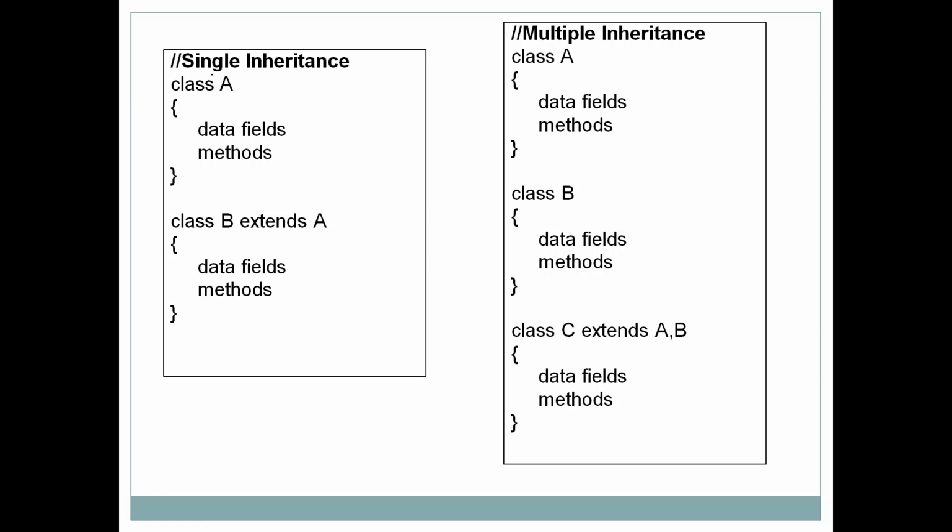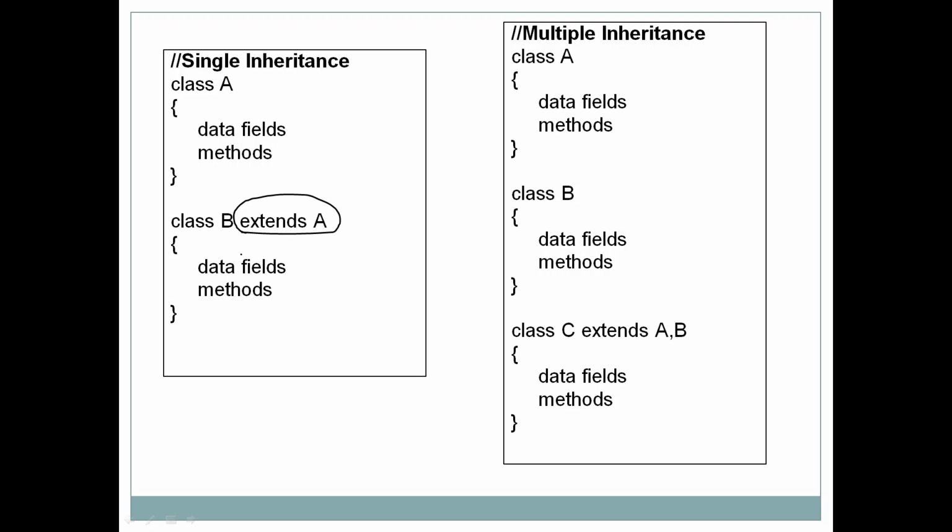Okay, this is the first form, that is single inheritance, how it can be used in programming. So suppose we have a class A with its own data fields and methods, and then class B with its own data fields and methods, and class B is extending class A. You can say class B is inheriting class A. So in this example, we have a superclass A and subclass B. Means there is only one superclass and only one subclass, and that is the reason this is called single inheritance.